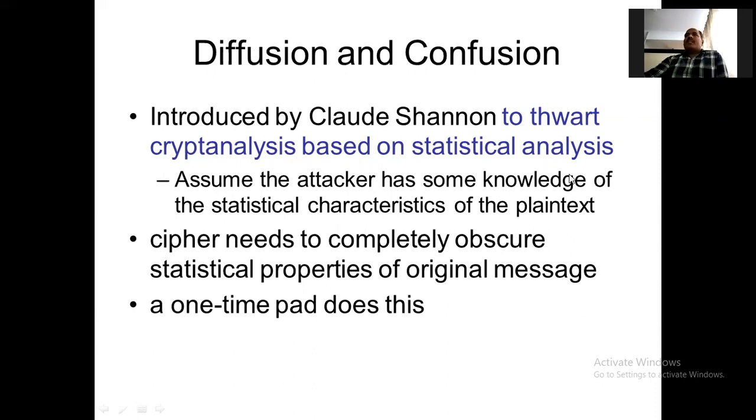So assume the attacker has some knowledge of the statistical characteristics of the plain text. The cipher needs to completely obscure the statistical properties of the original message, as in a one-time pad.